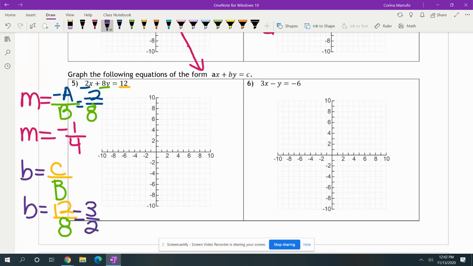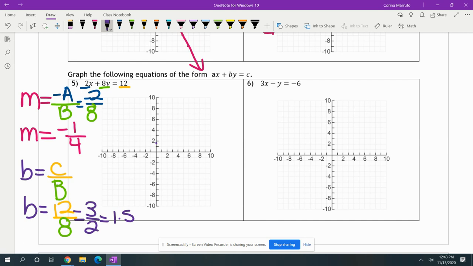Okay, so 12 divided by 8 gives us, if we reduce that, 3/2. Okay, but I know we are not 100% good at graphing fractions, 3/2. So what we're going to do is change that to a decimal, and that gives us 1.5. Okay, so we are going to begin at 1.5 on our graph. So that's where 1.5 would go.